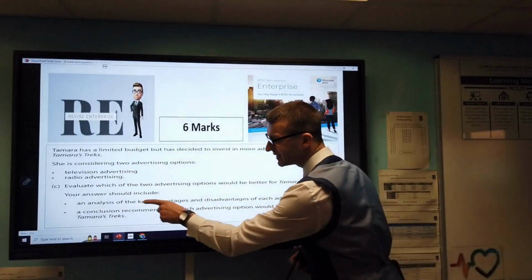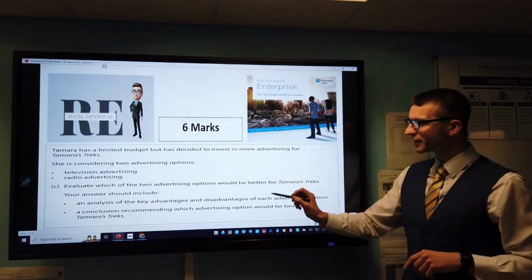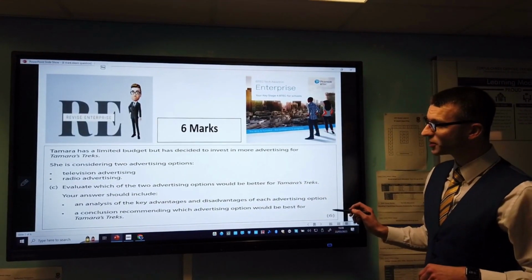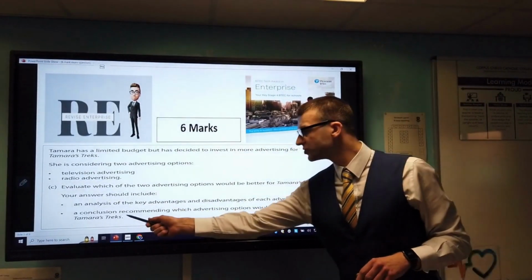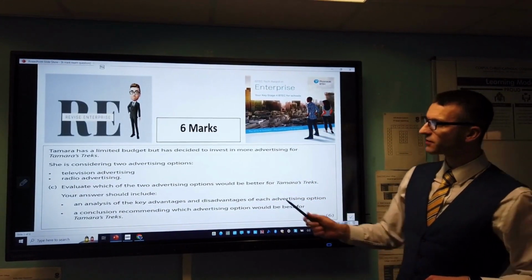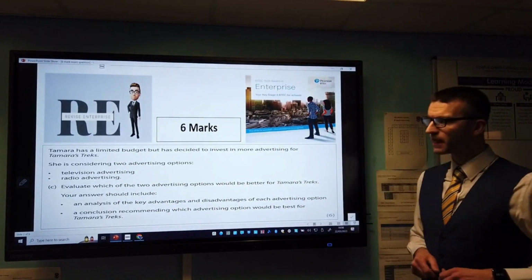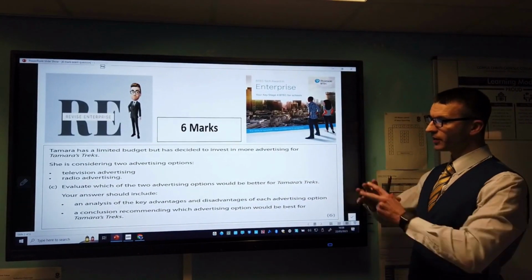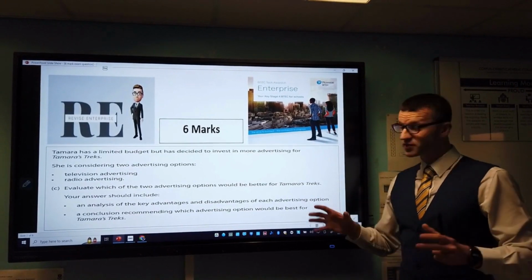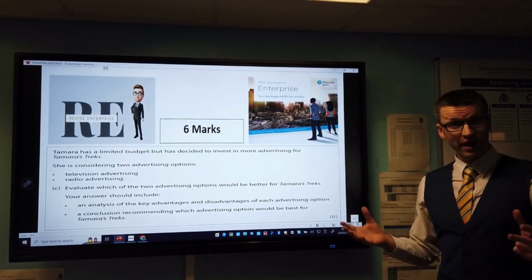In your answer, you need to include an analysis of the key advantages and disadvantages of each advertising option, and then a conclusion recommending which advertising option would be best for Tamara's Tracks. So what I'm going to do first of all, before we have a look at a typical model answer, is just underline a couple of the key points in the question, just to help you out.